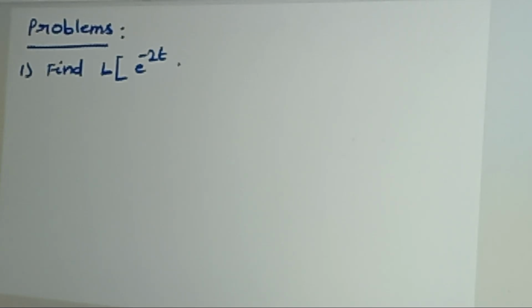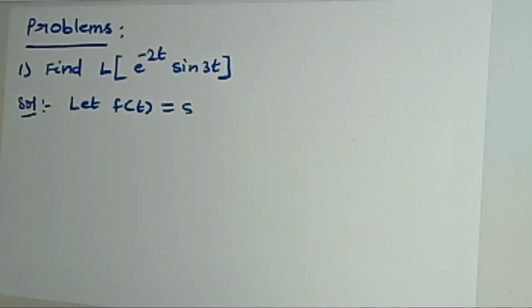Okay, so first problem देखेंगे. Let us take the first problem as find Laplace of e to the power minus 2t into sine 3t. Okay, so this example is based on e raised to minus at into f of t. So what is your f of t here? Let us write let f of t is equal to sine 3t.